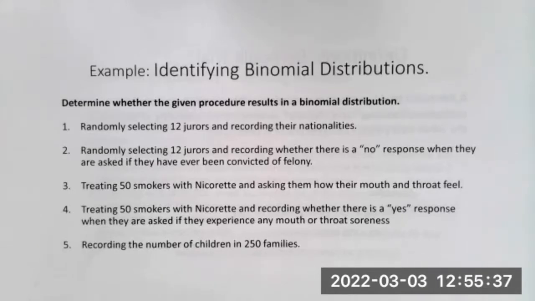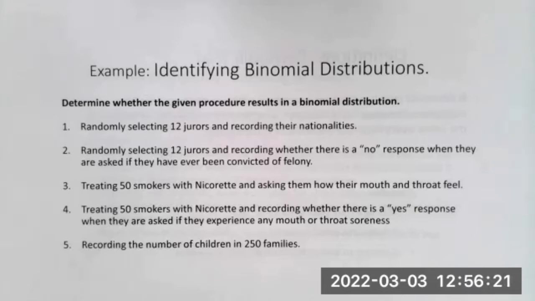Number 4, treating 50 smokers with Nicorette and recording whether there is a yes response when they're asked if they experience any mouth or throat soreness. So now the 2 possible outcomes are a yes response as a success, and anything else would be a failure, right? So that would be 2 categories for the outcomes. The number of trials, 50. We're asking 50 people. And then the probability of success stays the same from trial to trial.